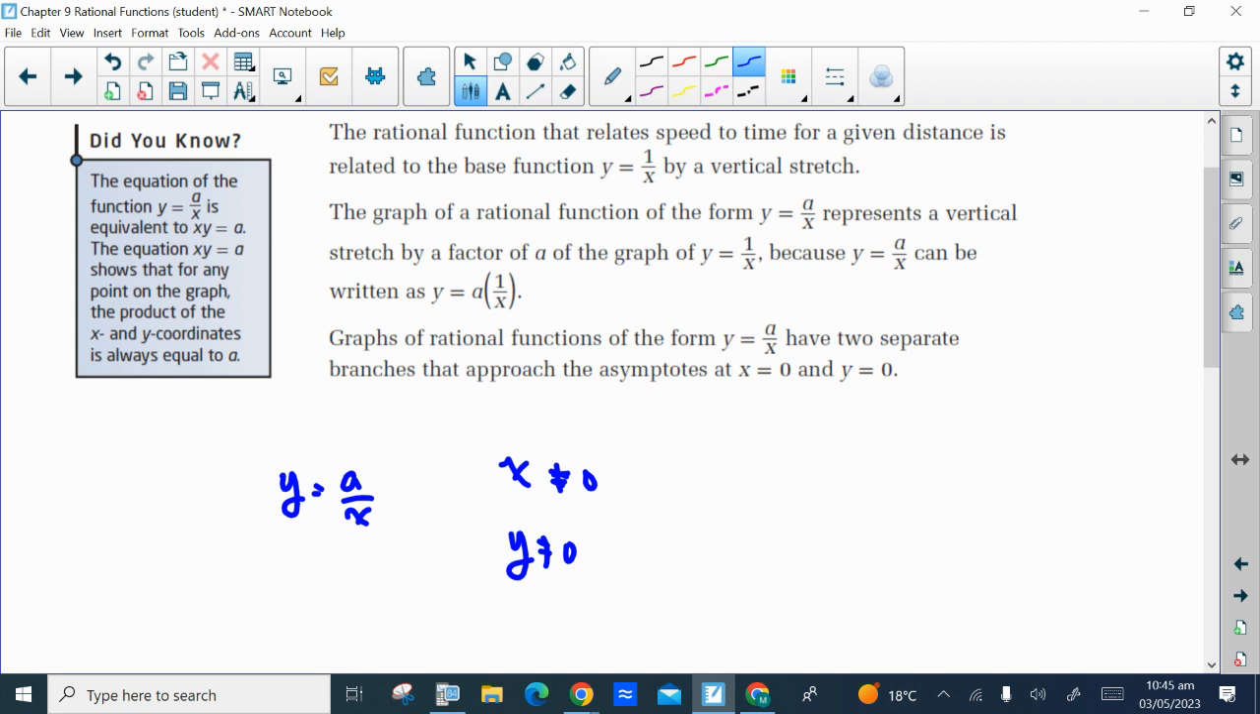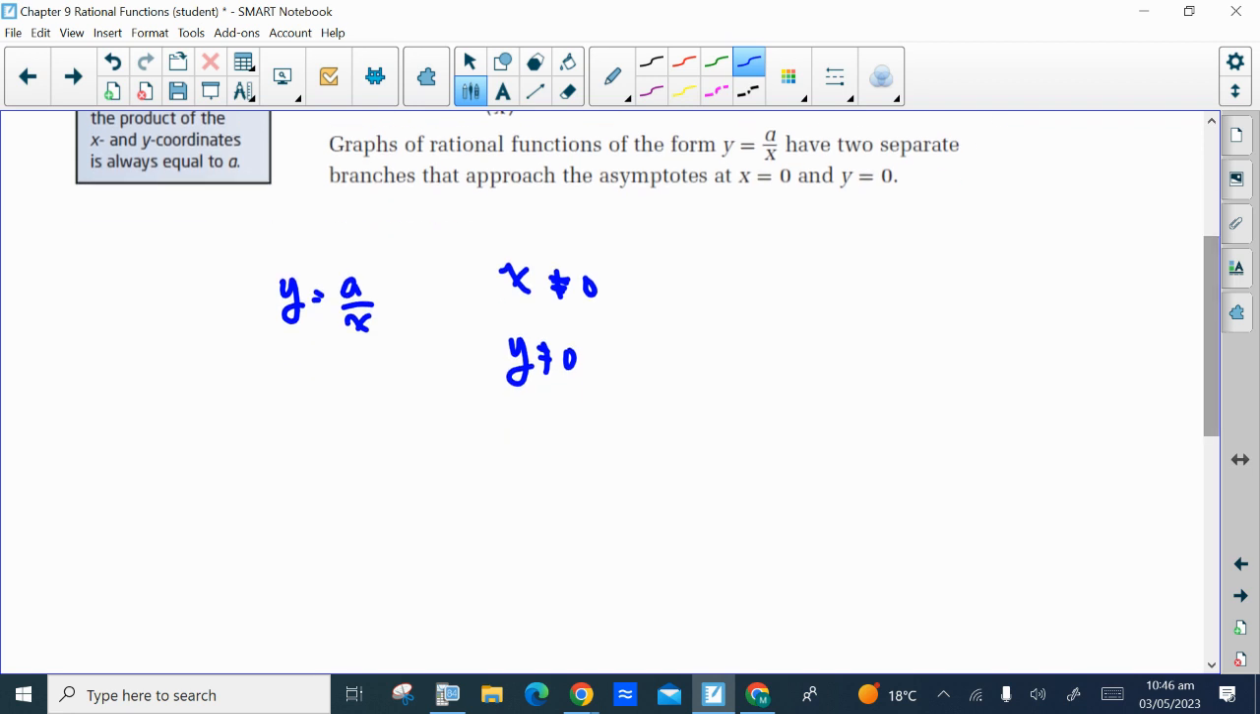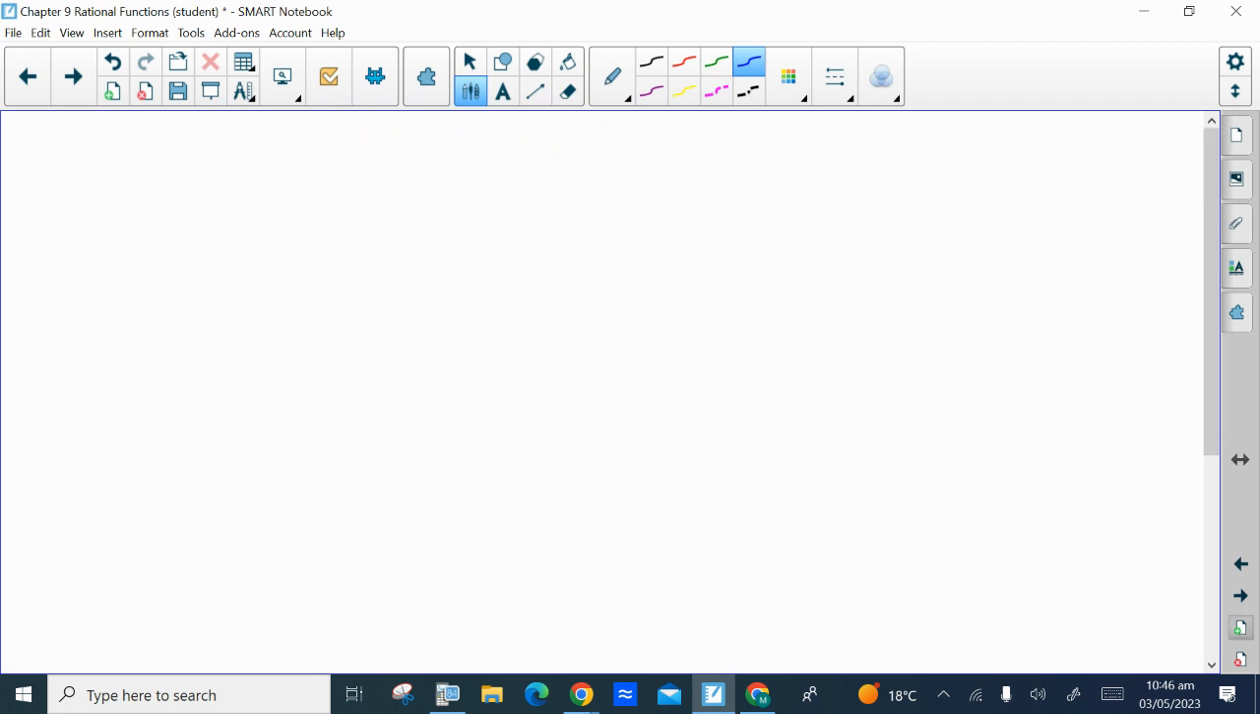And the top will never be 0. It'll always be something. Sometimes it's a constant, sometimes it's a polynomial. But it'll never be 0. So because the top can never be 0, the whole thing cannot be 0. And therefore y can never equal 0. So that will be the reason why y equals 0 is a horizontal asymptote for some of these functions.